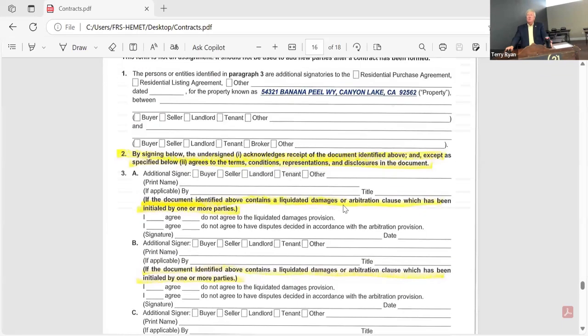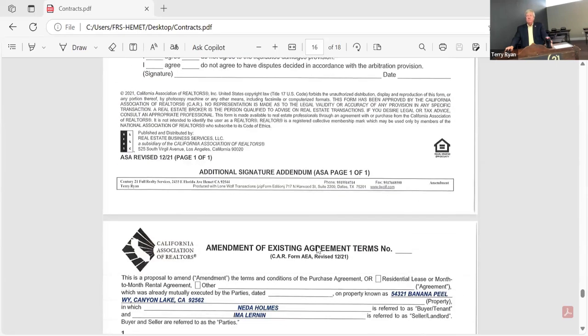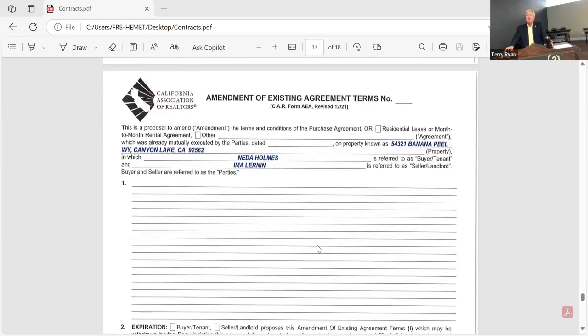They acknowledge receipt of the documents above. So what documents are those? Then you write them in here and you're good. So, existing agreement terms, amendment of existing agreement terms. If we get down to where we didn't take care of it in a counter, we took care of it later. And the reason we took care of it later was because we finally came to an agreement on the price.